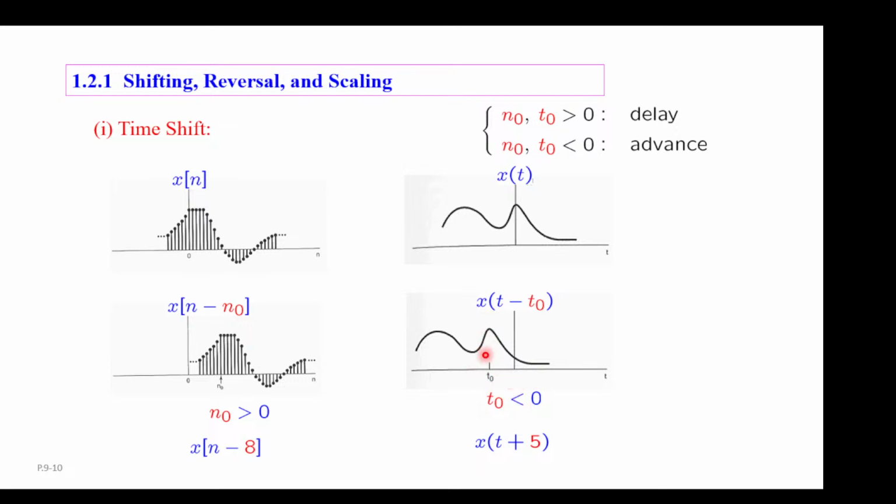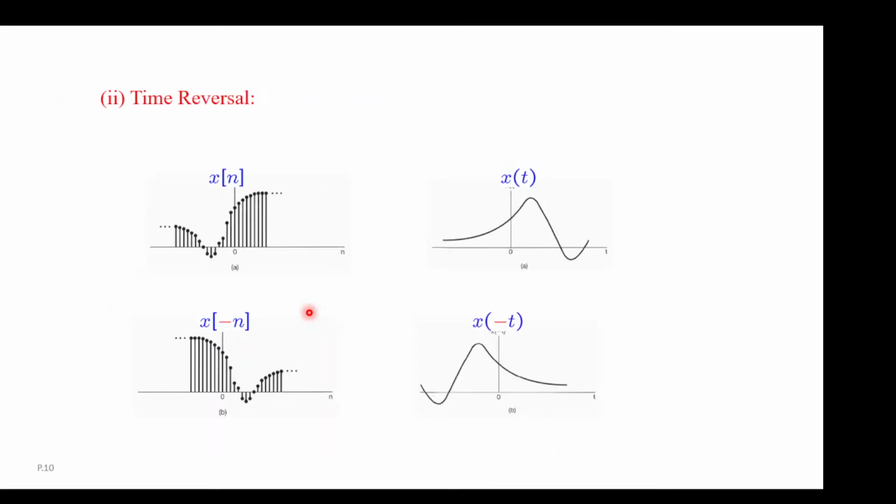So at this negative 5 time, yeah, it is negative 5 time, you have x of 0, which is this peak here. Okay, so this is the time shift. You can delay or advance your signal, and usually you write it as n or t minus something. If this something is positive, then your signal shifts to the right. If this something is negative, then you shift to the left. Okay, question. So that's time shift.